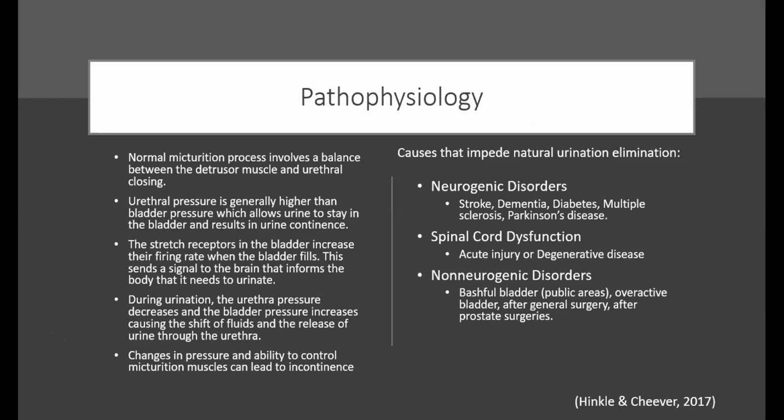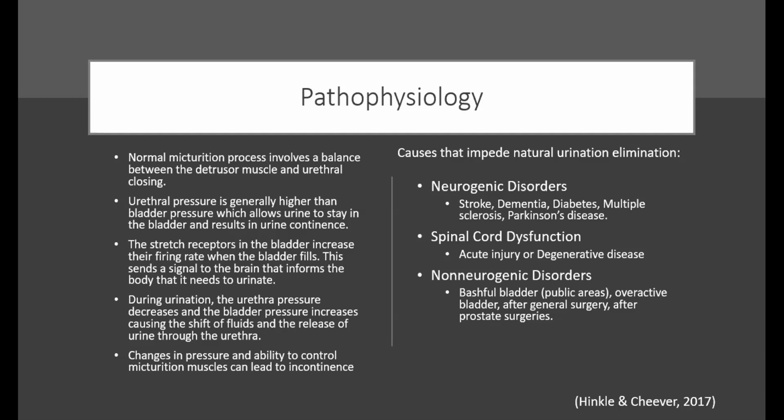continence. The stretch receptors in the bladder increase their firing rate when the bladder fills. This sends a signal to the brain that informs the body that it needs to urinate. During urination, the urethral pressure decreases and the bladder pressure increases, causing the shift of fluids and the release of urine through the urethra. Change in pressure and ability to control the micturition muscle can lead to incontinence.